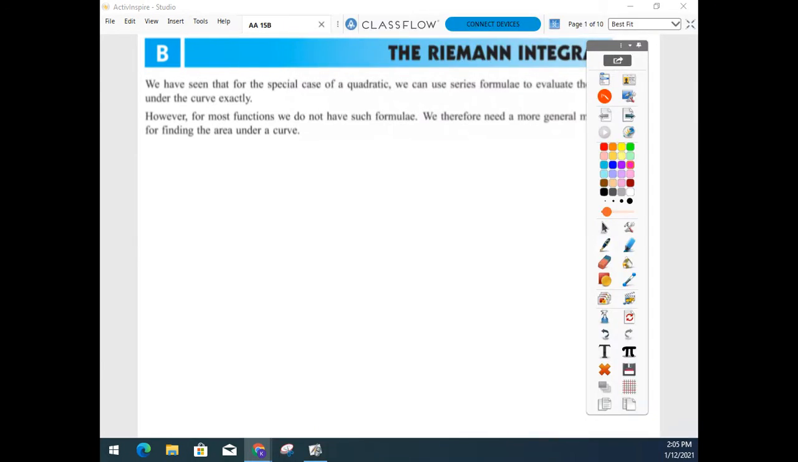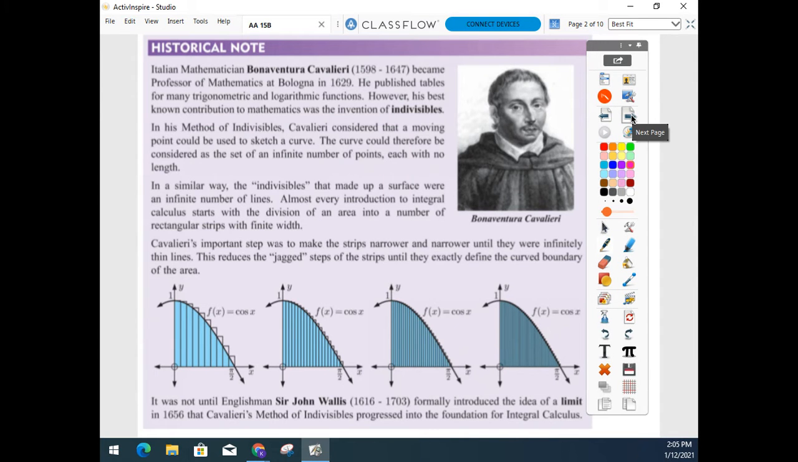Okay, so section B takes it just a little bit further. So first of all, to look at it from a historical perspective, this mathematician became the professor of mathematics at Bologna in 1629. He did a whole bunch of stuff, but this started the idea of.